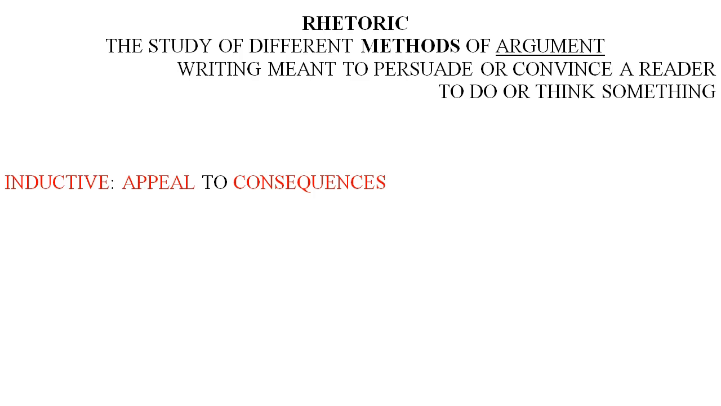A second method of argument uses a more deductive approach and is called counter-argument. It's a strategy that shows the rightness of your idea by showing the wrongness of the opposing idea. It uses deductive reasoning to invalidate an opposing argument.